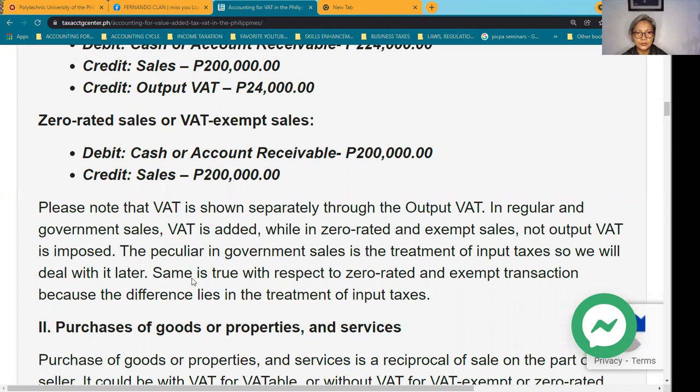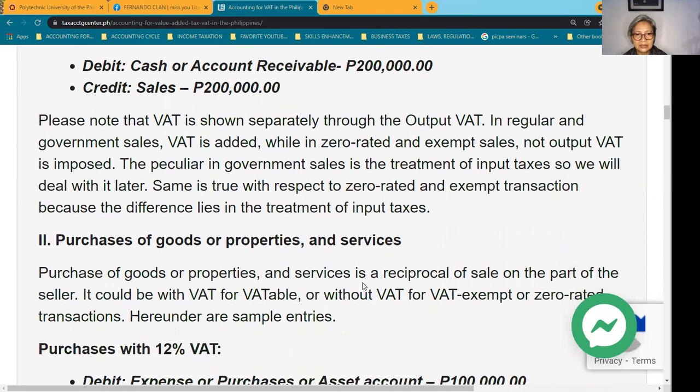So take note that VAT is shown separately through the output VAT. In regular and government sales, VAT is added, while in zero-rated and exempt sales, no output VAT is imposed. The peculiar thing in government sales is the treatment of input taxes. We'll discuss that later.